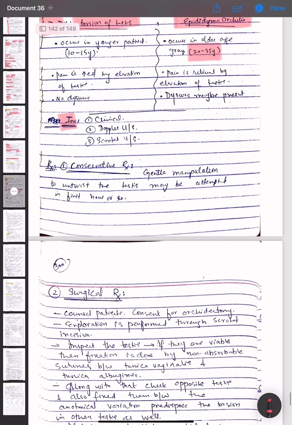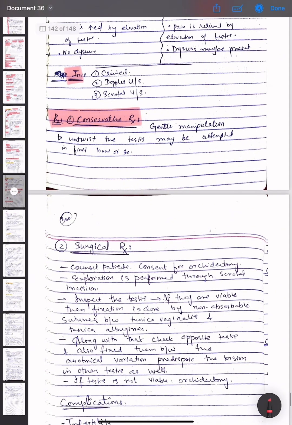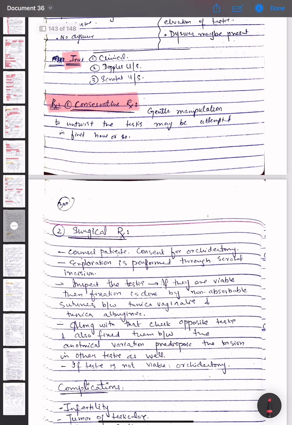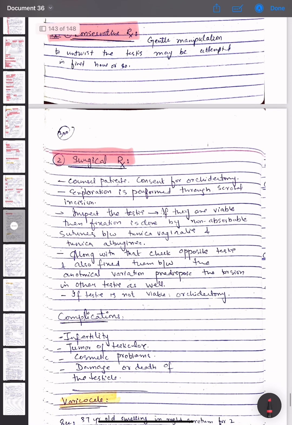The treatment options are conservative treatment, that is manual manipulation to untwist the testes, which may be attempted in the first hours. The surgical treatment options are to counsel the patient and take consent for orchidectomy. Exploration is performed through scrotal incision. Inspect the testes. If they are viable, then fixation is done by non-absorbable sutures between tunica vaginalis and tunica albuginea.